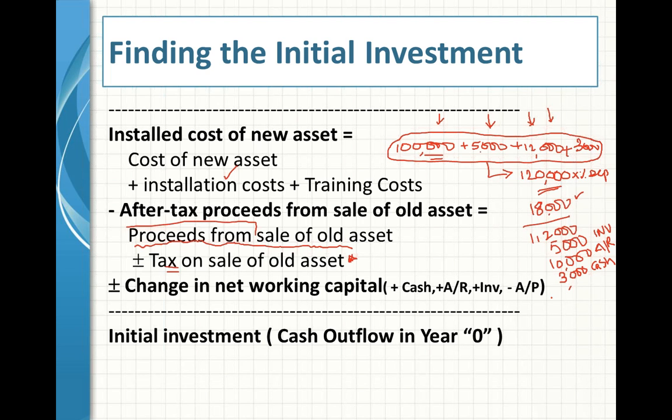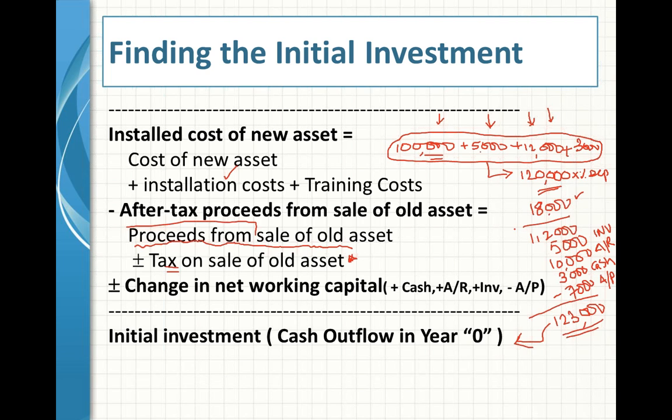And as you are buying the inventories, therefore your supplier may give you extra credit. Say for example, increase in accounts payable is 7,000, so that has to be reduced. Accounts payable is to be reduced. So 112,000 from this calculation plus 5,000, 117, plus 10,000 increase in accounts receivable, 127, plus 3,000 increase in cash balance, 130,000, minus increase in accounts payable 7,000. So 123,000 is the initial investment which is required to accept this project.